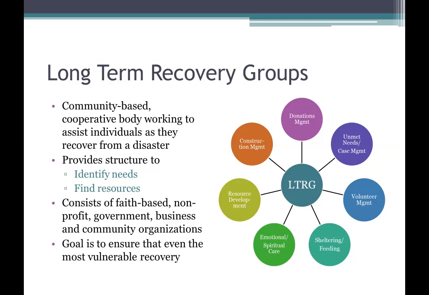So oftentimes long-term recovery groups might prioritize uninsured or underinsured families. It might prioritize single parent households, elderly, veterans, really any sort of vulnerability index can be used as a priority for the long-term recovery group. And it's really based upon what the group sees as the most in need.